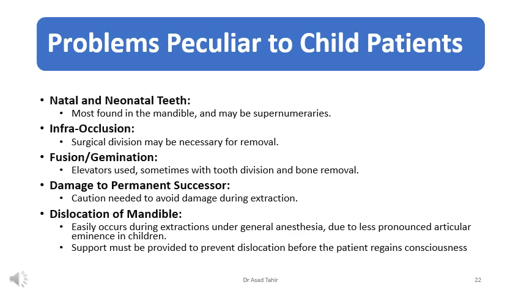Most found in the mandible, and may be supernumeraries. Infraocclusion. Surgical division may be necessary for removal. Fusion/gemination. Elevators used, sometimes with tooth division and bone removal. Damage to permanent successor. Caution needed to avoid damage during extraction. Dislocation of mandible. Easily occurs during extractions under general anesthesia, due to less pronounced articular eminence in children. Support must be provided to prevent dislocation before the patient regains consciousness.